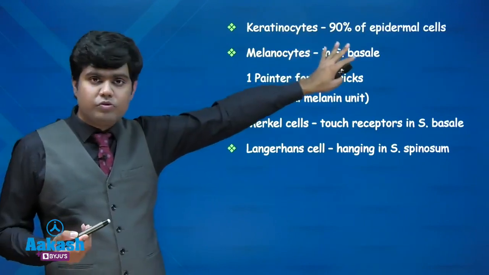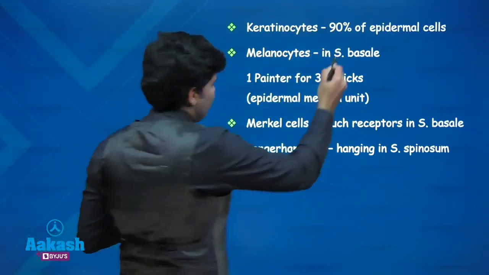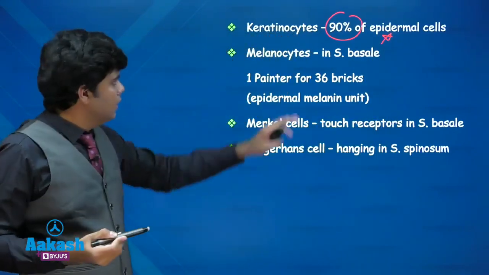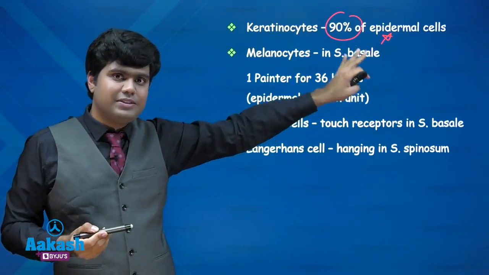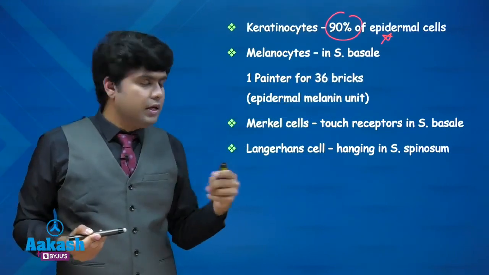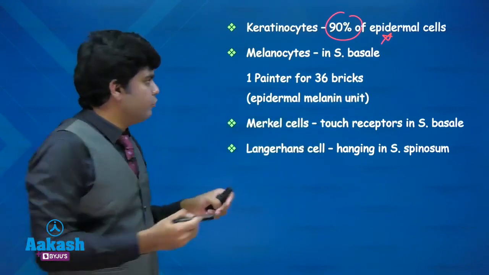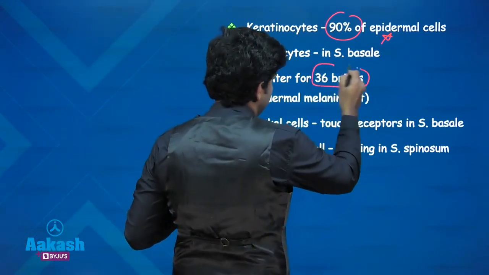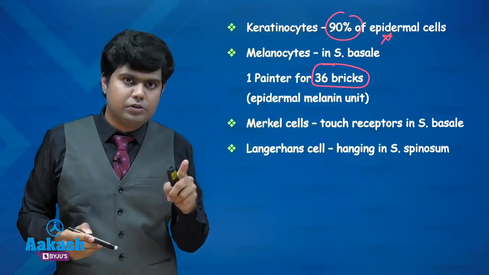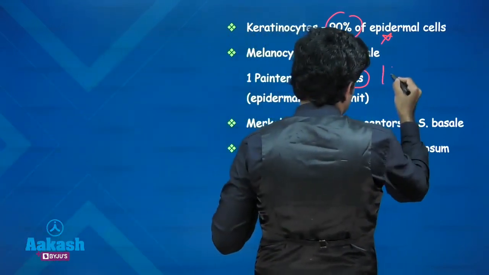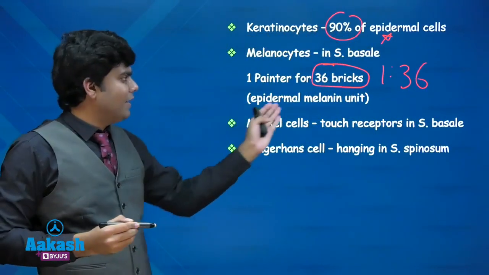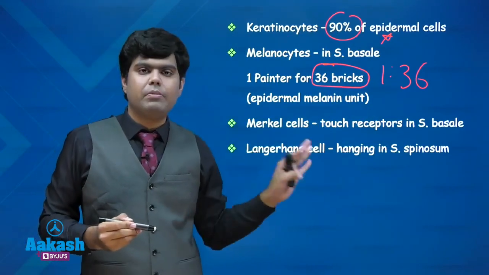The keratinocytes are the bricks, and that's why they form 90% of all epidermal cells, which is an MCQ. Second thing is the location of melanocytes, which is stratum basale. These are the painters, and one painter in our skin paints 36 bricks. That is, one melanocyte is for 36 keratinocytes. This ratio of 1 to 36 is known as the epidermal melanin unit.